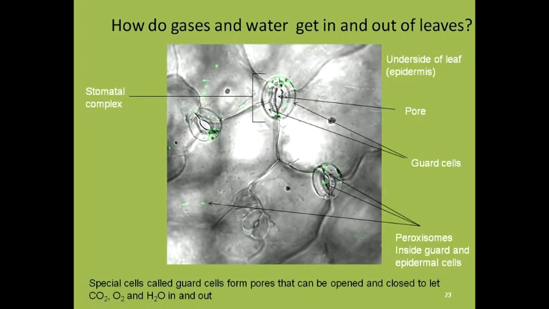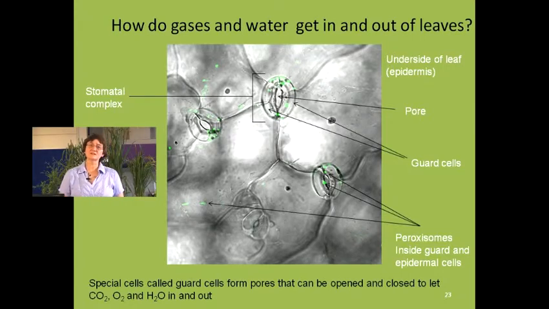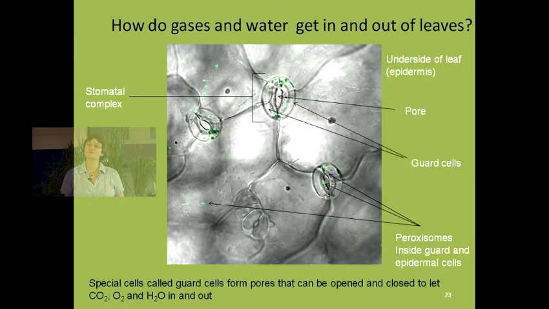Gases and water can pass into and out of leaves via pores called stomata on the lower surface. They can be opened and closed according to water availability. Under dry conditions, stomata close to limit water loss, but this also limits entry of CO2 and therefore favours photorespiration.